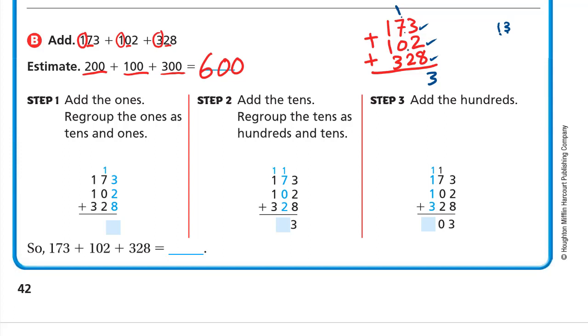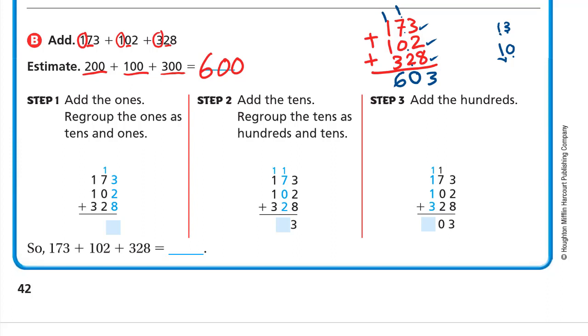8 plus 0 is 8. 8 plus 2 is 10. 10 again is 2 digits. So 10 tens is actually 100. So I write the 0 here and carry up the 1 at the hundreds. So in hundreds now we have 1 plus 1 plus 1 plus 3. So 1 plus 1 is 2 plus 1 is 3 plus 3 is 6.